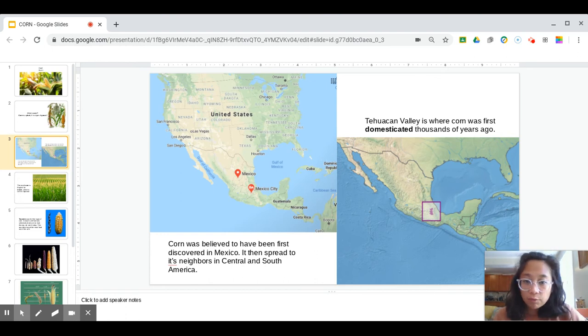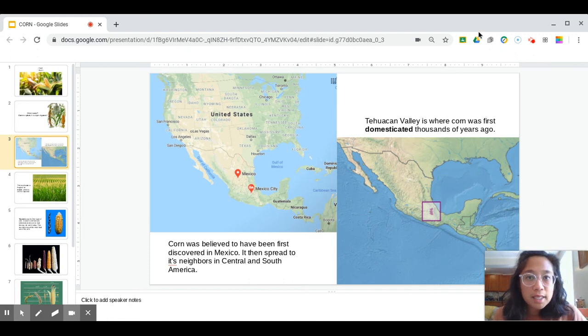And just like with rice and wheat, hunters and gatherers in Mexico were able to find corn and figured out that they could eat it. And from there was when people started domesticating corn. Corn was first domesticated in Tehuacan Valley in Mexico, which is the map on the right with this purple square here. That's around where Tehuacan Valley is.